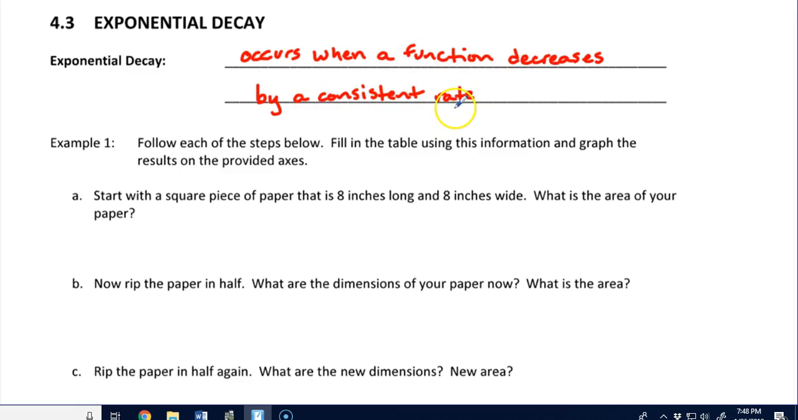So that's kind of the opposite of exponential growth. We're not decreasing by a consistent amount. That would just be a negative slope on a line, right? But this is a multiplier that causes the initial amount to decrease.